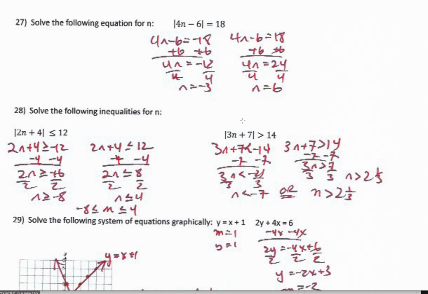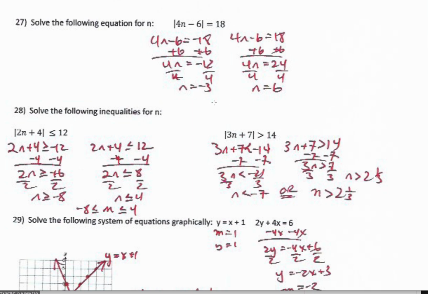Well, this is an absolute value equation. So absolute value means distance away from 0. So it could be the negative or it could be the positive. So here I say, okay, well, maybe it's negative 18. Over here I say, well, maybe it's positive 18. And then I just solve each equation, business as usual. This works out to negative 3, or on the right it works out to 6. So both negative 3 and 6 are correct answers.